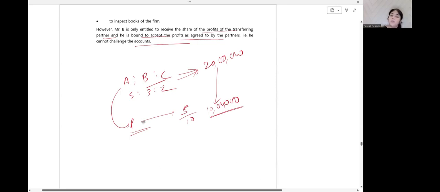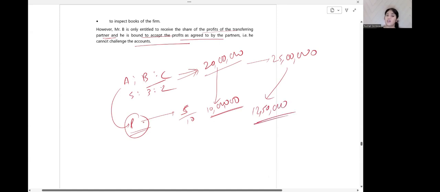Then even though P knows the profit is not 20 lakh, the profit is 25 lakhs, he can't go and tell them, give me 12 lakh 50,000, half of the profit, that is 5/10 of the share. Because he does not have the right to check the books, to challenge the accounts, to inspect the books of accounts, to interfere in the conduct of business.